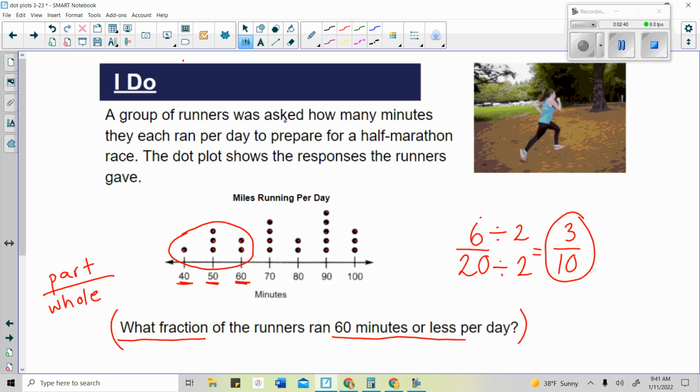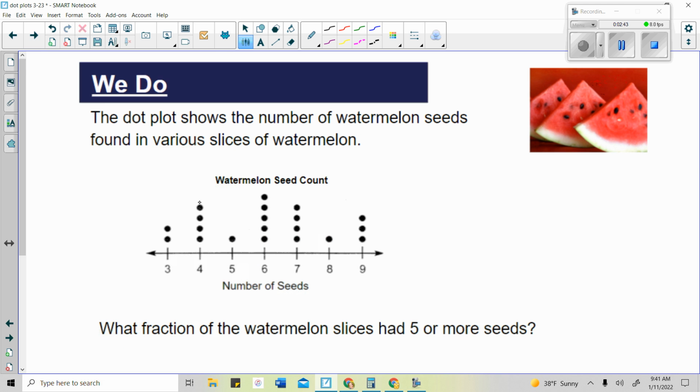So that was the I do. So we're going to move on to the we do. I want you to pause it when I tell you to pause and do these steps by yourself and check and see how you did before proceeding. So the dot plot shows the number of watermelon seeds found in various slices of watermelon. Here we have, what fraction, again, of watermelon slices had 5 or more seeds. So fraction, go ahead and write down anytime you see that fraction, part over a whole.